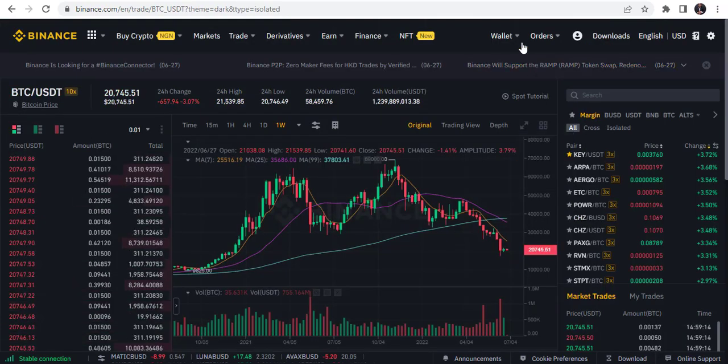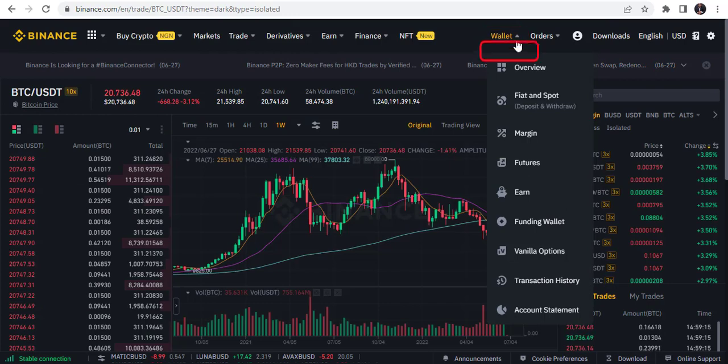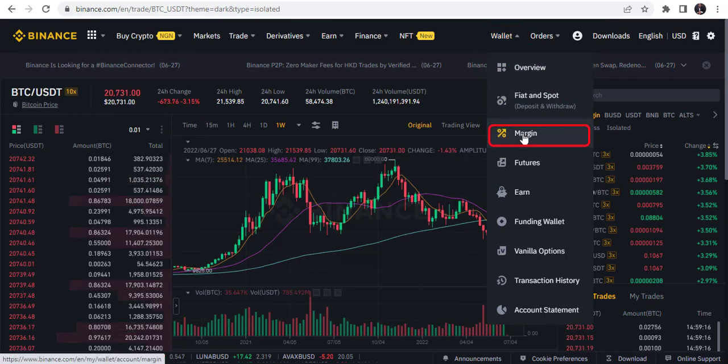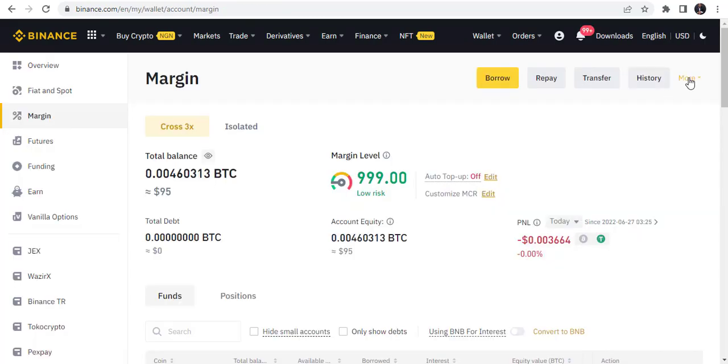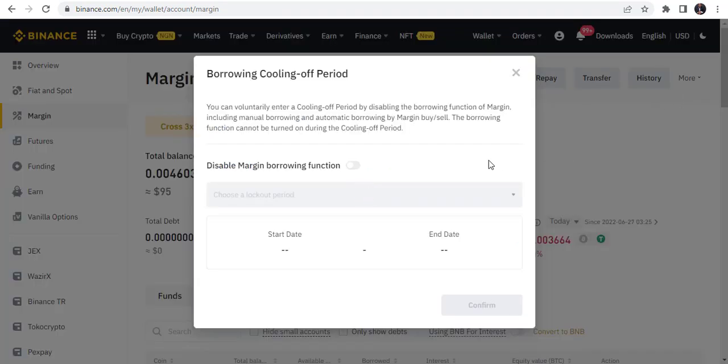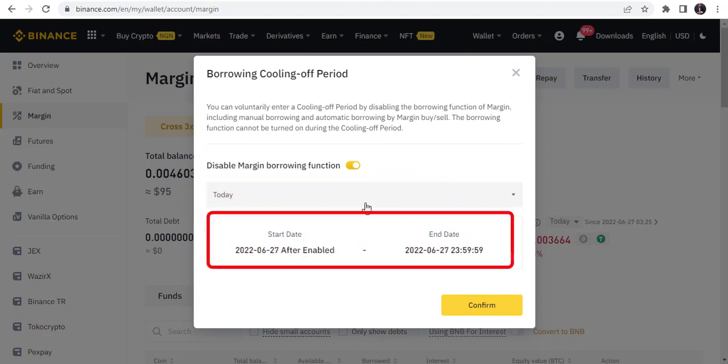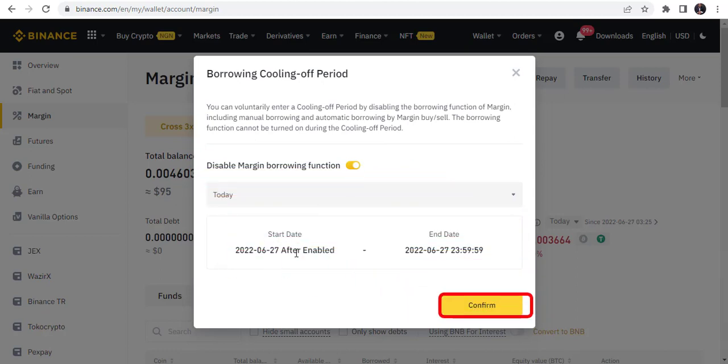You can temporarily suspend your trade to avoid excessive trading using the cooling off period function. To access it, go to Wallet, then click Margin. On the right side of the page, click on More and Borrowing Cooling Off Period. You can disable Margin Borrowing function. Then you can fix the period. That's how simple it can be.